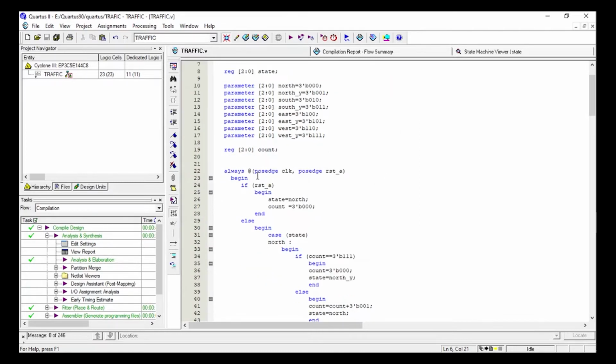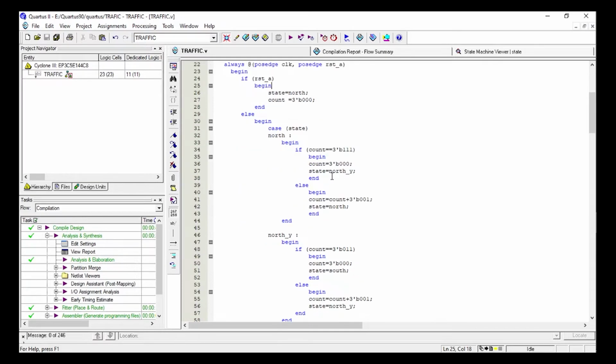So in our sensitivity list we have clock signal and reset signal, which we have for input. If the clock changes in the positive edge, and reset is also in the positive change, the output changes. And if the reset signal is 1, the counter starts at 0. When the reset signal is 0, the counter starts.